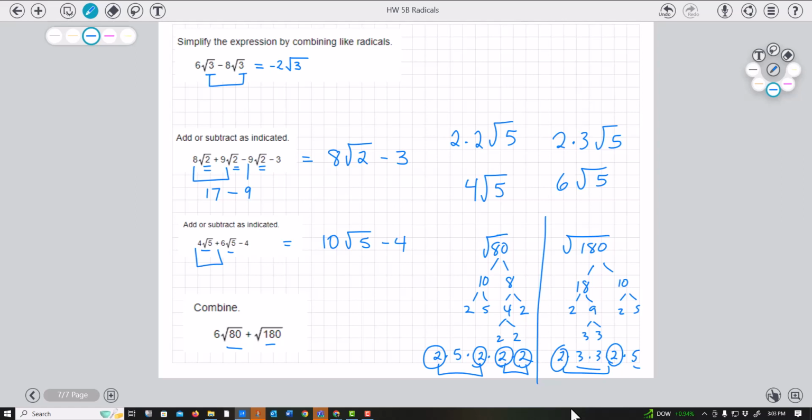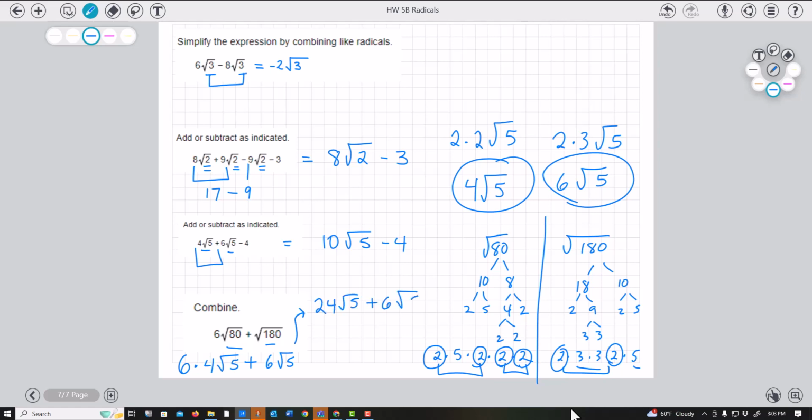So what I can do over here now is rewrite this. This 6 is just out front. My square root of 80 now became times 4 square roots of 5. My square root of 180, so there was no number or 1 out front, becomes 6 square roots of 5. So now I have 6 times 4, which is 24 square roots of 5, plus 6 square roots of 5, and aha, I have like terms. So now I can add these to get my final answer.